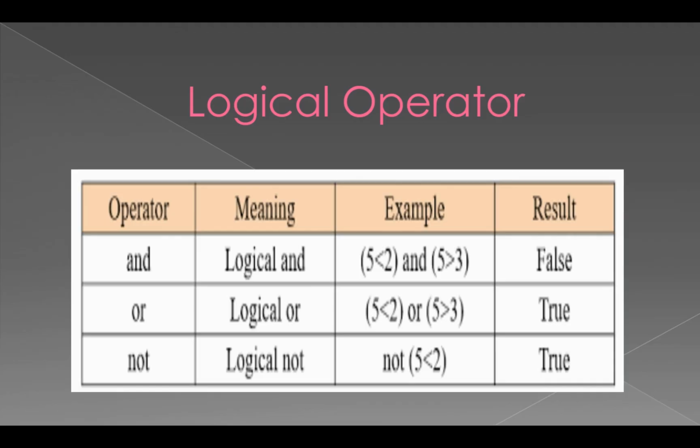Third one is not. Not is basically whatever condition you have given, it's just the opposite. Like 5 is smaller than 2. So according to the condition it is false, right? But because we have written not, it will just give the opposite of false, that is true, right? So this is your logical operator.